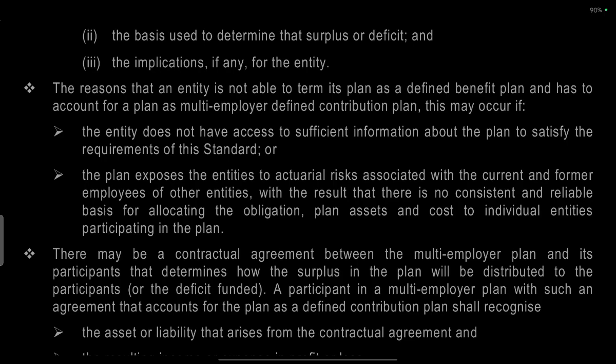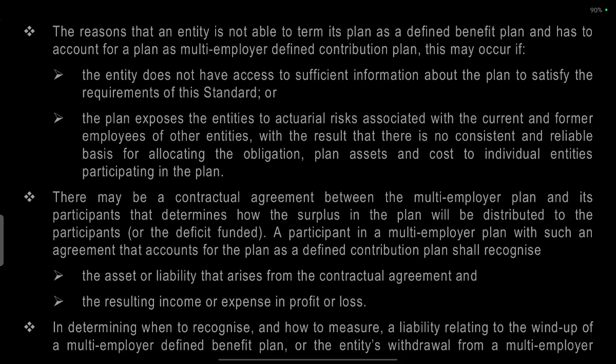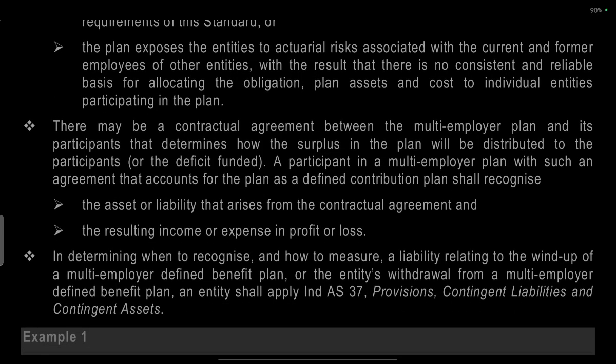The entity does not have access to sufficient information about the plan to satisfy the requirement of the standard. The plan exposes the entity to actuarial risk associated with the current and former employees of other entities. As a result, there is no consistent, reliable basis for allocating the obligation, plan assets, and costs to individual entities participating in the plan.